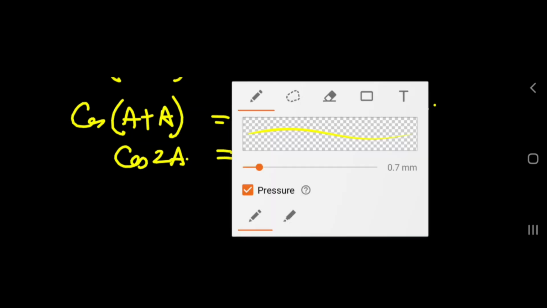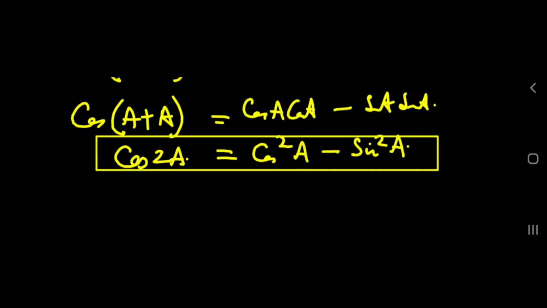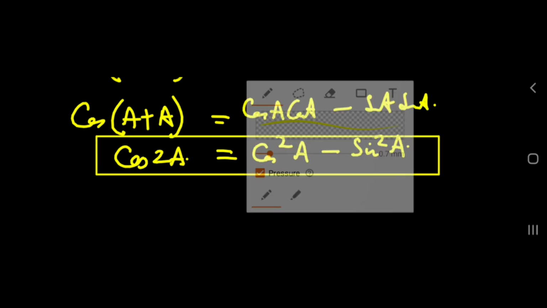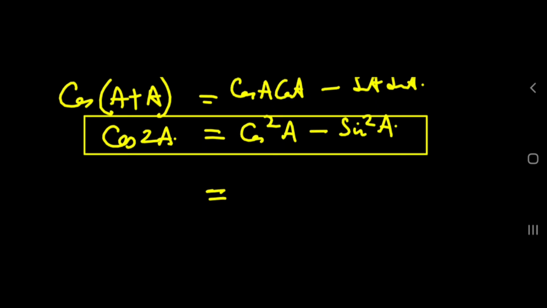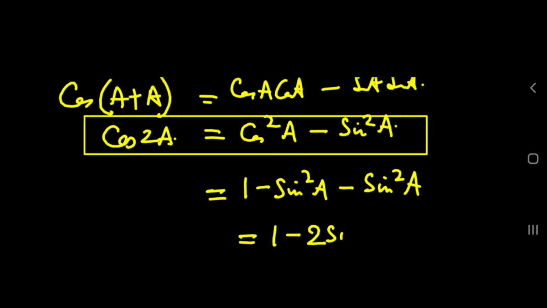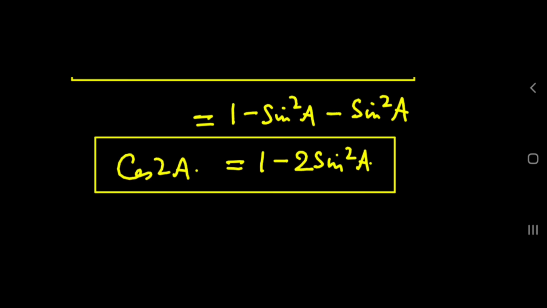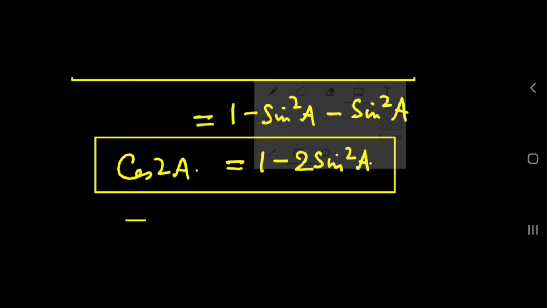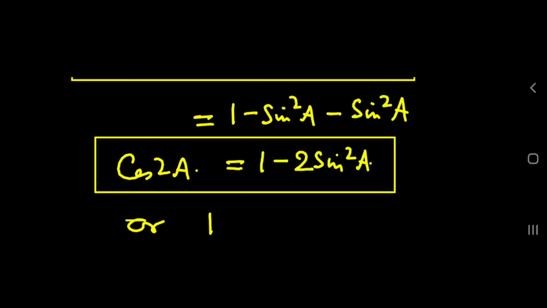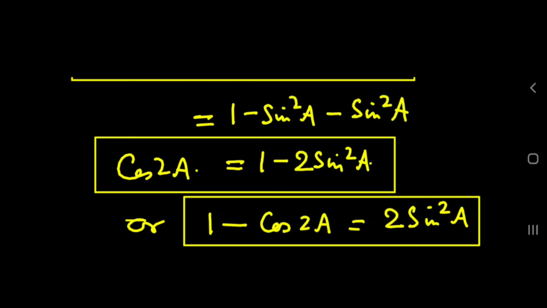So we got another form, that is cos 2a is equal to cos square a minus sin square a. Now if I change this cos square a into 1 minus sin square a, and this remains as sin square a, then it becomes 1 minus 2 sin square a. This is cos 2a. So this is also a small form we are getting. We can also write 1 minus cos 2a is equal to 2 sin square a. This is much better and we can learn it like this.